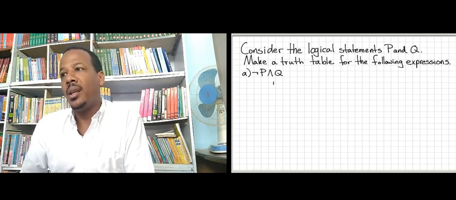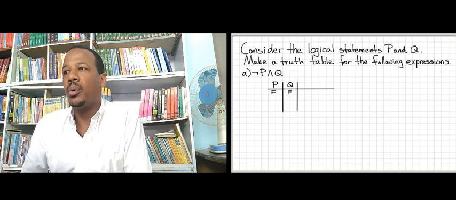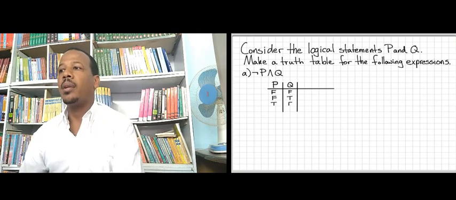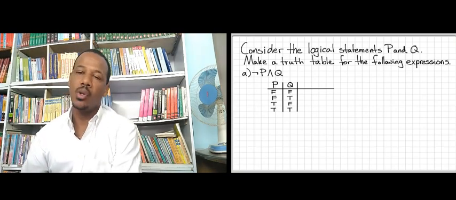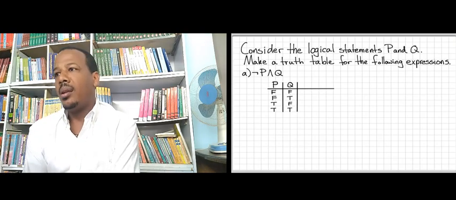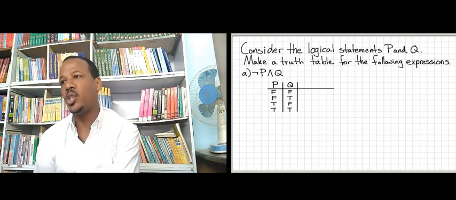As you can see, the first possibility is both being false. The second one is P being false and Q being true. The third one is P being true and Q being false. The fourth one is both being true. Then we'll consider the possible truth values of negation of P.